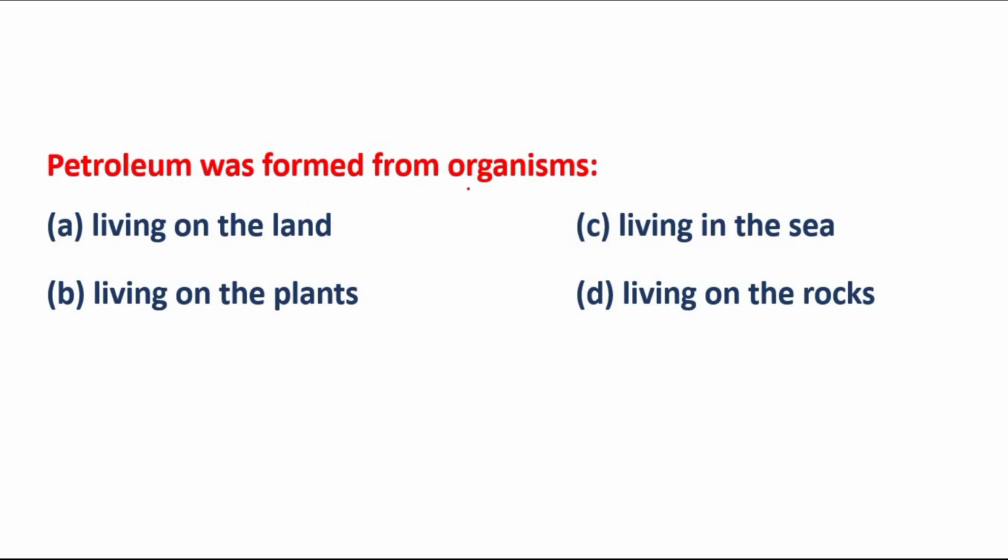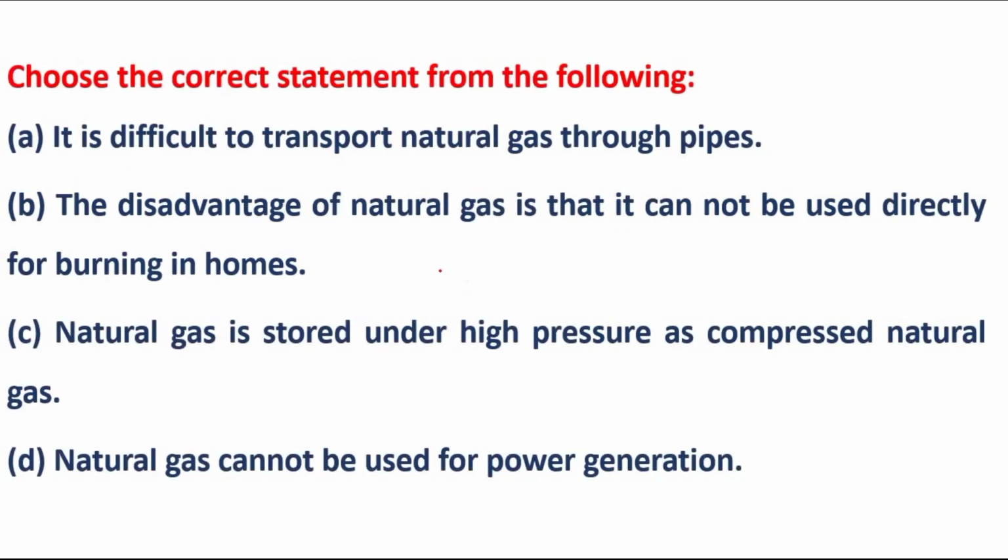Petroleum was formed from the organisms living in the sea. We know that petroleum was formed from the aquatic animals living in the sea million years ago. The correct answer is option C, from the organisms living in the sea. That is the correct answer for this question. Here we go with the next question.